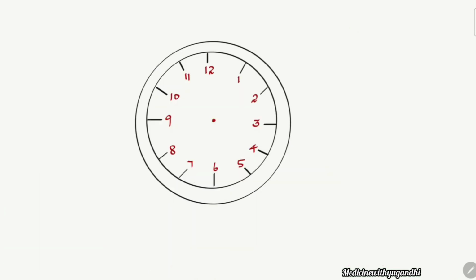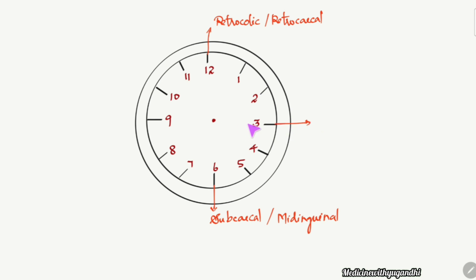Let us once again revise the positions of the appendix. The 12 o'clock position is also called retrocolic. It lies behind the colon, or it is also called retrocecal, that it may lie behind the cecum. And the 6 o'clock position is called subcecal because it lies below the cecum, or it may also be called the midinguinal position because it points towards the inguinal ligament. Then the 3 o'clock position passes horizontally and points towards the sacral promontory, and hence it is called the promontoric position.